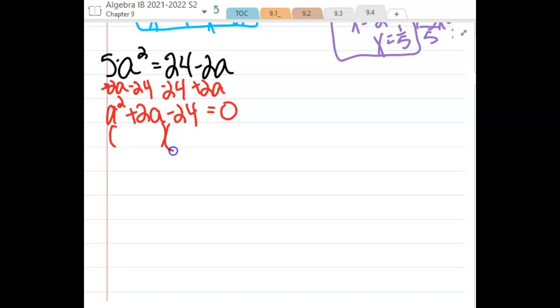I need it to be a product. It needs to say something times something equals 0. This one should be the simple one because it's just an a squared. How do you get an a squared? A times a. To get the negative 24, we're going to multiply to get negative 24 and add to get 2.